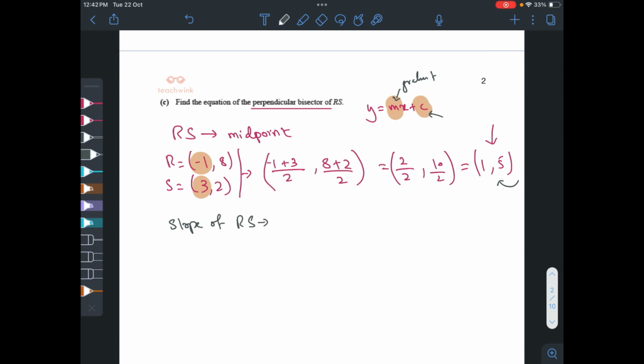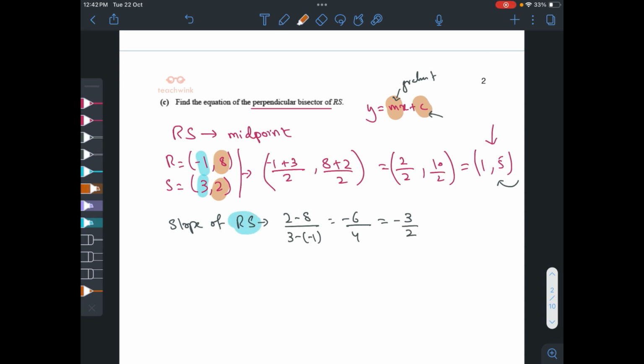So the slope, the gradient of RS, it is going to be y2 minus y1. That means I do 2 minus 8 over 3 minus -1. 3 minus -1. This gives me -6 over 4. If I simplify this, -3 over 2. This is the slope of RS.